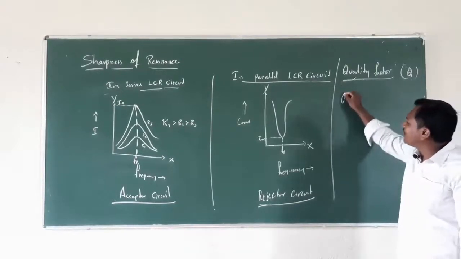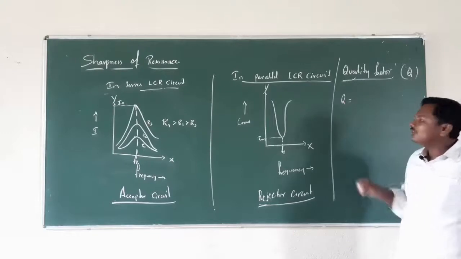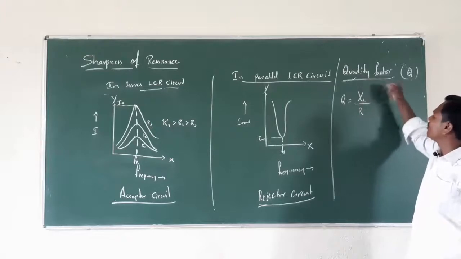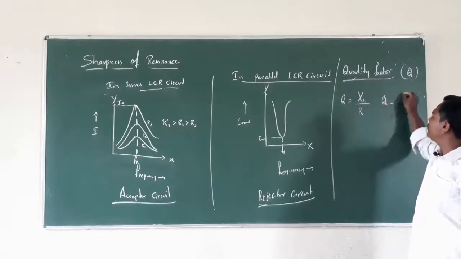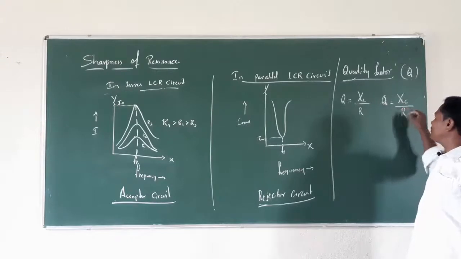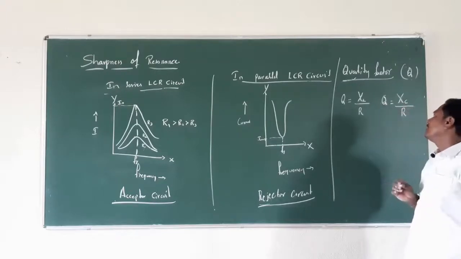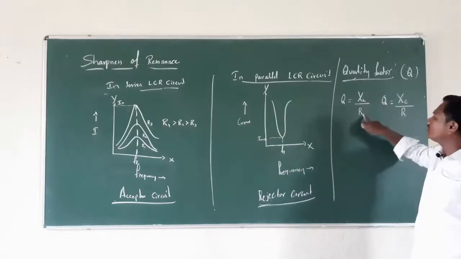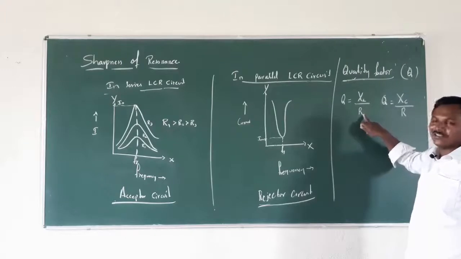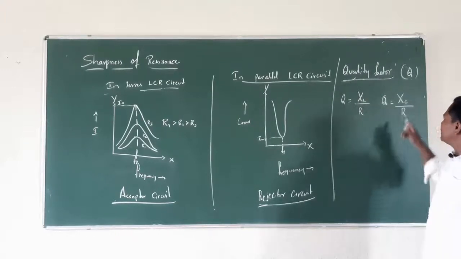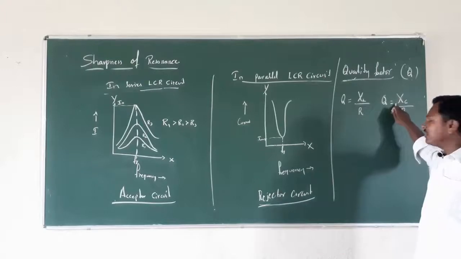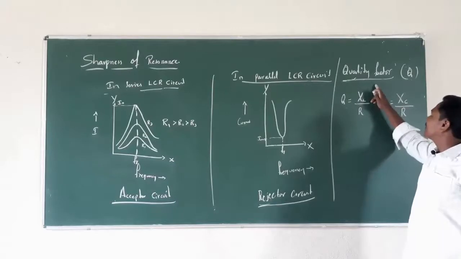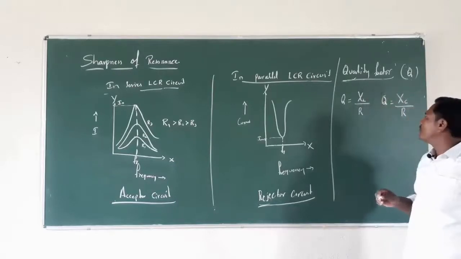The quality factor can be represented by Q, which is equal to the ratio of inductive reactance to the total resistance in the circuit, or the ratio of capacitive reactance to the total resistance in the circuit. The ratio of inductive reactance to the total resistance in that resonant circuit, we call a quality factor. Here the ratio of capacitive reactance to the total resistance in that circuit, we call the quality factor, which can be represented by Q.